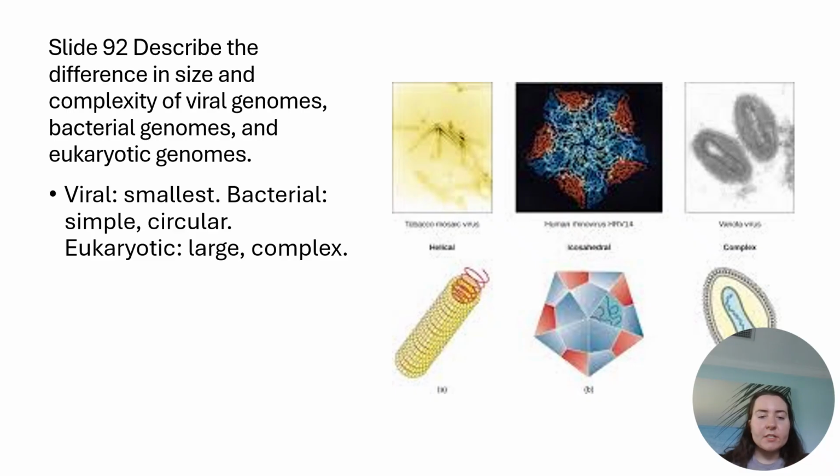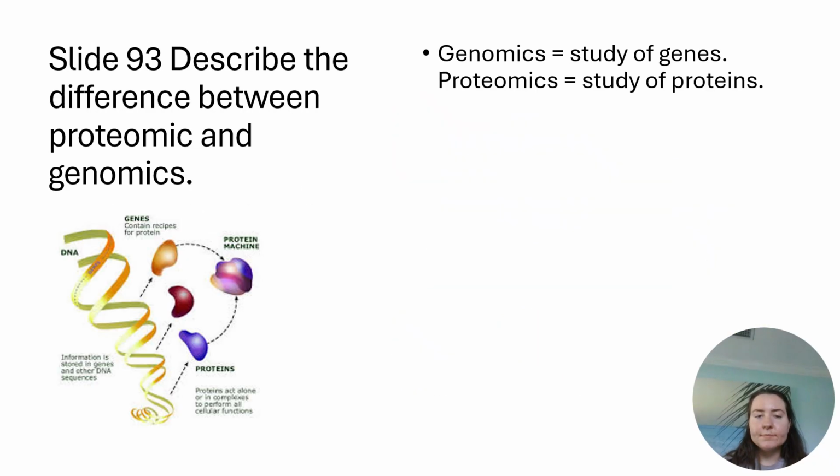Describe the difference between the size and complexity of various genomes: bacterial genomes, eukaryotic genomes. Viral smallest, bacterial simple, circular, eukaryotic, large, complex.